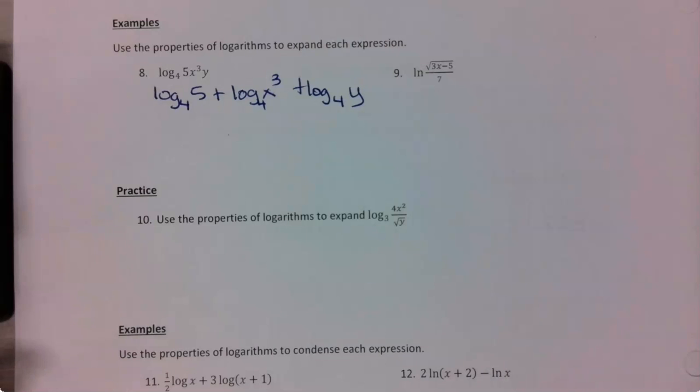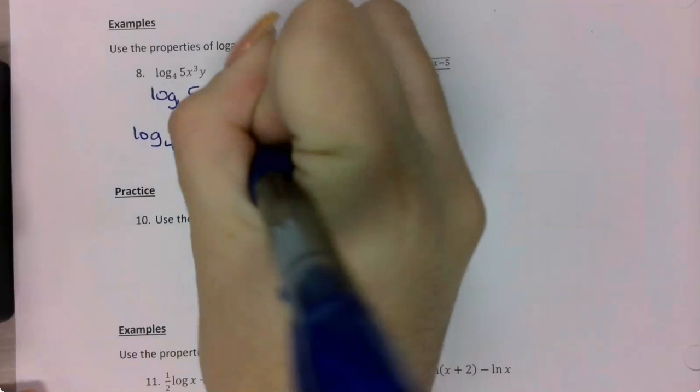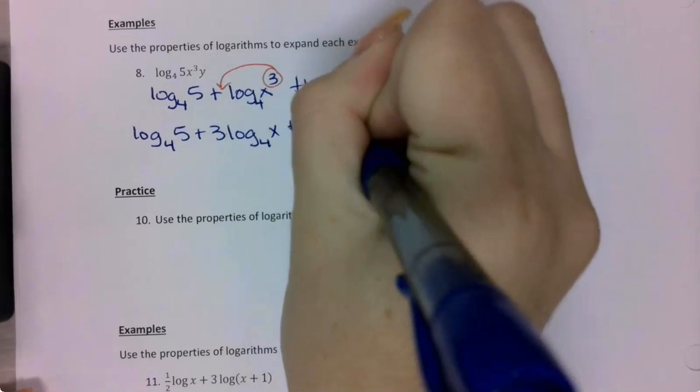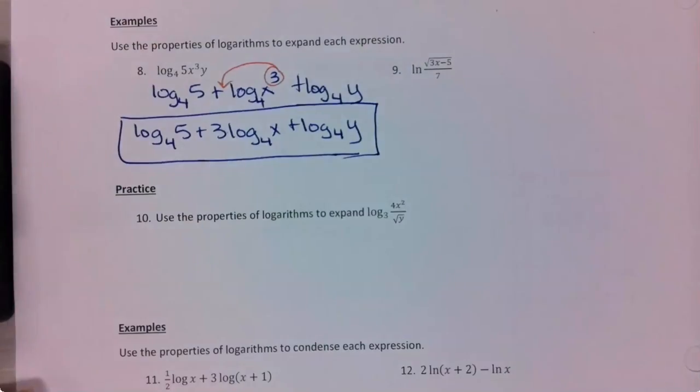Okay. And then I'm almost done, but because I had this exponent, that is going to move out front. So then the first one stays the same. And this is my final answer. A 4? Because I have to keep the log base. Questions on number 8?